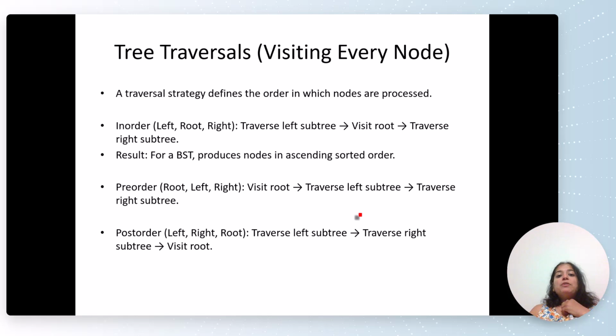Then we talk about the tree traversals. That is how we can traverse a tree, how we can read the values in a tree. So there are a few traversal types. One is in-order, one is pre-order, and one is post-order.